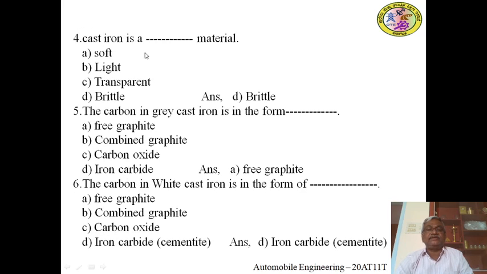Fourth question, cast iron is a brittle material. It is not soft, it is not light, it is not transparent. The carbon in grey cast iron is in the form of free graphite, in the form of graphite flakes. The carbon in white cast iron is in the form of iron carbide or cementite.